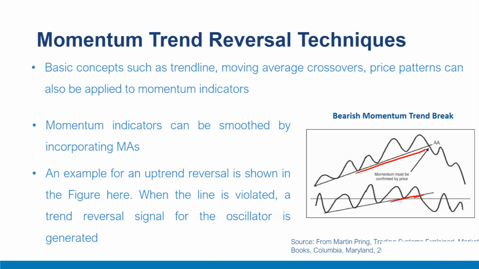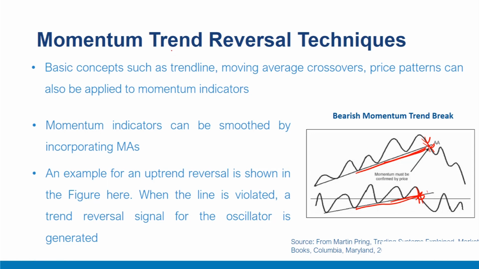So this is the trend line with the momentum indicator. This is the trend line with the price. So here the signal is generated, which is slightly leading as compared to the actual price signal. So this is a bearish momentum trend break because it predicts some kind of downward movement. Also, the cross at AA indicates that bearish movement, which is sort of confirmation, and a leading indicator is the momentum trend line violation on the downside, and it is confirmed by the price action as well.